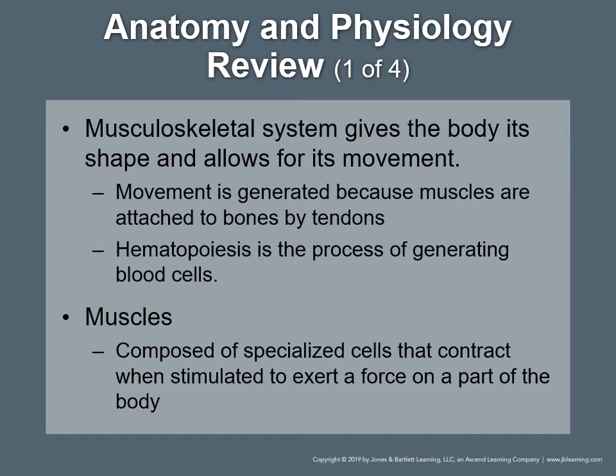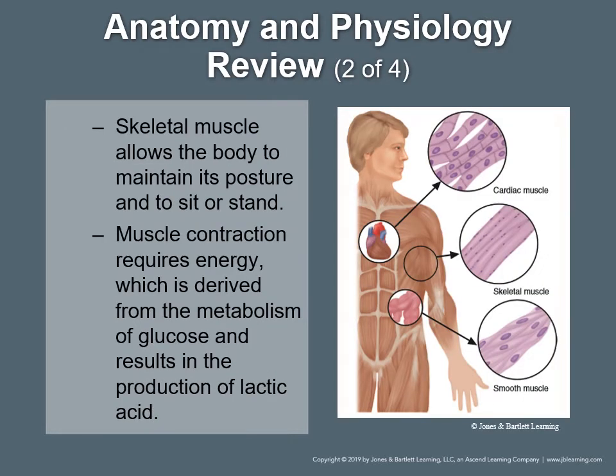Muscles. They are composed of specialized cells that contract when stimulated to exert a force on a part of the body. The muscular system includes three types of muscles. This is cardiac, skeletal, and smooth. Skeletal muscle allows the body to maintain its posture and to sit or stand. Muscle contraction requires energy, which is derived from the metabolism of glucose and results in the production of lactic acid.